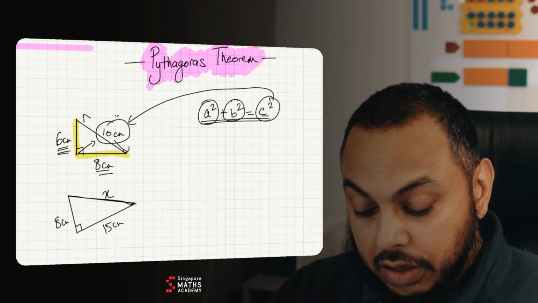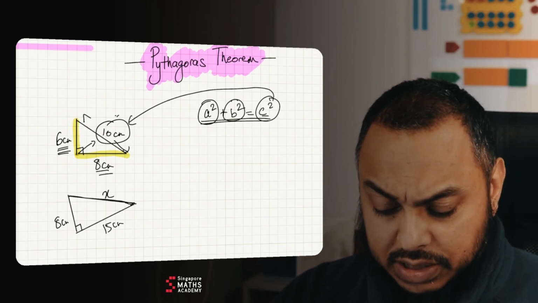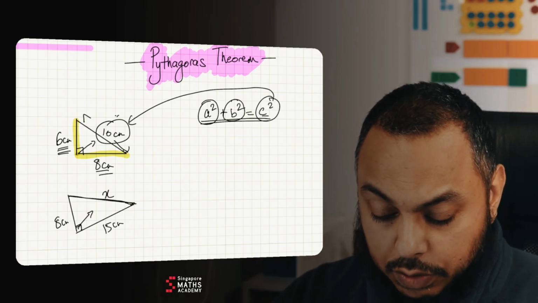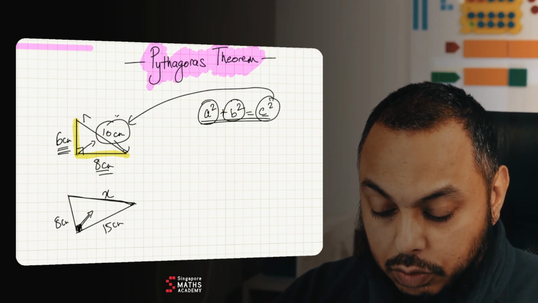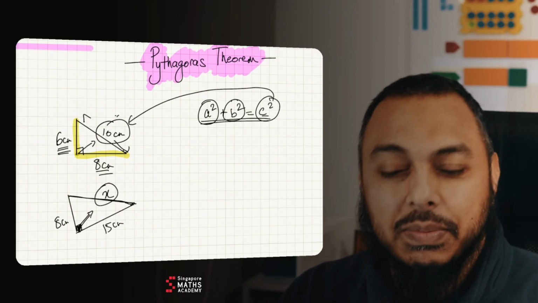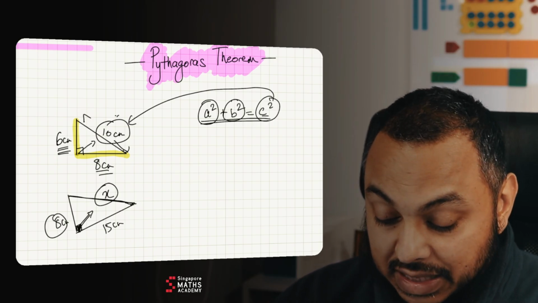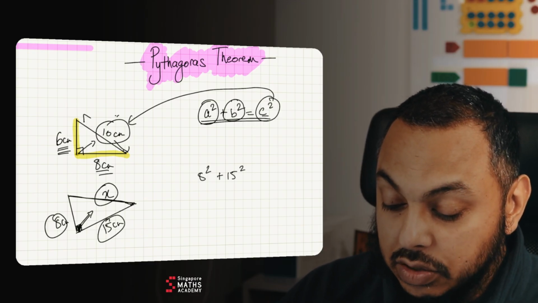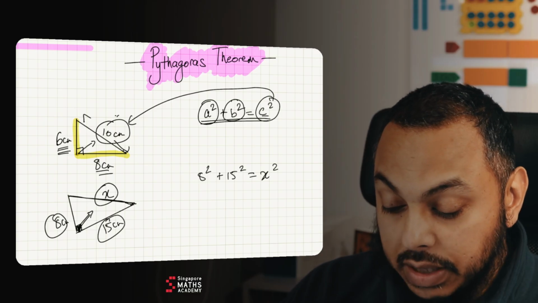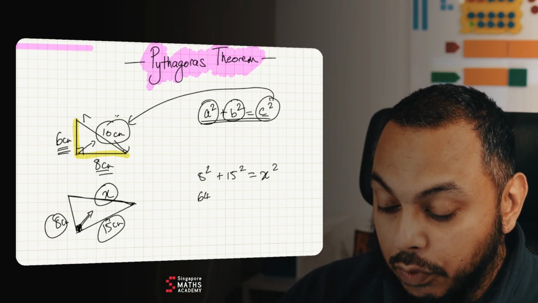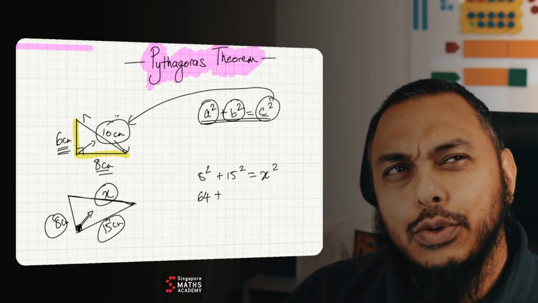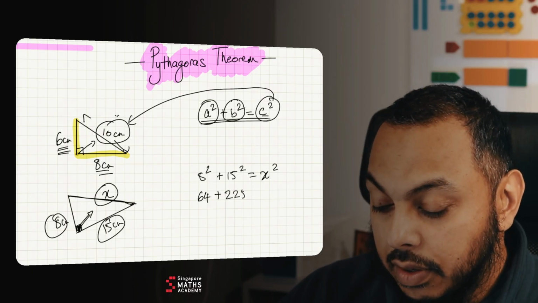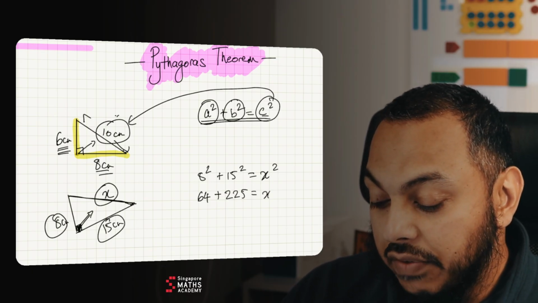So how do I work out the longer side? How do I know it's the longer side? Opposite of the right angle, that's the right angle here, is this length, x, and that must be the longer side. And that must mean that these two are the shorter sides. So we can say 8 squared plus 15 squared is equal to x squared. 8 squared is 64. 15 squared is going to be 225. And so 64 add 225 equals x squared.